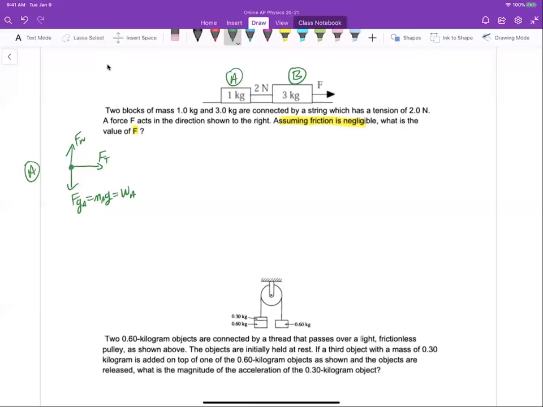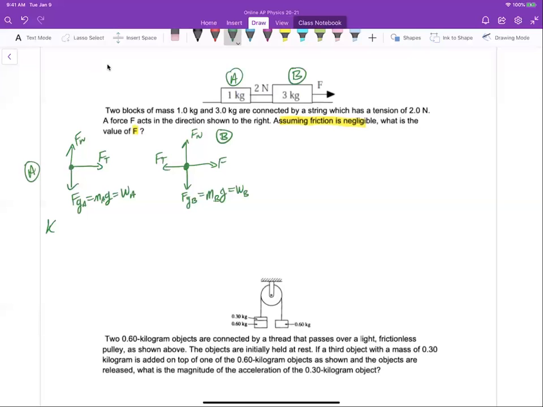And then on block B, we have the normal force, and the force of gravity acting on B, which is the mass of B times the acceleration due to gravity, also called the weight of B. We have this force F pulling to the right, and the force of tension pulling to the left. This is the free body diagram of B.